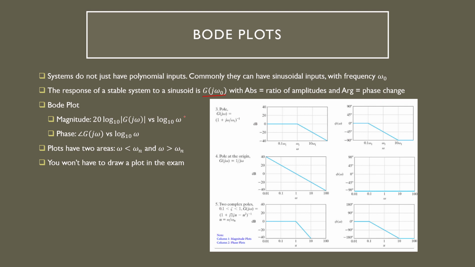A Bode plot is essentially a way to visualize the entire frequency sweep. So if you put in every single value of omega from 0 to infinity, you're going to get the Bode plot. This is how the magnitude looks, this is how the phase looks. There are two areas of a plot. This is the low frequency regime, and this is the high frequency regime. You won't have to draw a plot in the exam, but you will have to interpret many of them, so it's good to get familiar with them. I'll come back to low frequency and high frequency regimes later.